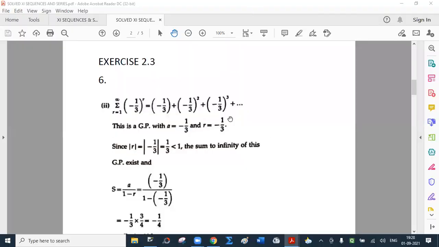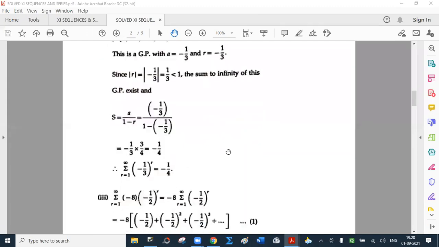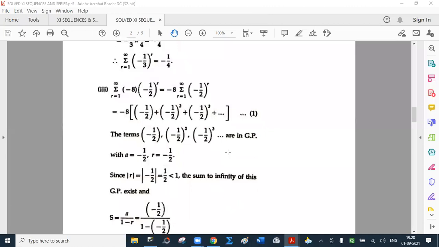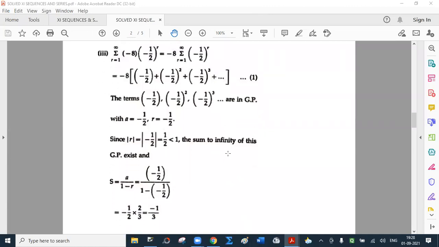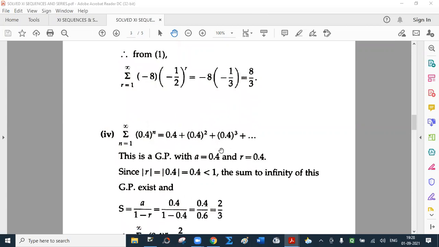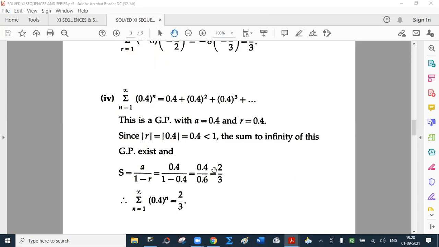Right now. Actually, these two sums were given for homework. Exercise 2.3, question 6. This is the second part. And this is the third part. Actually, there was fourth part also. Okay. So that's it for today.